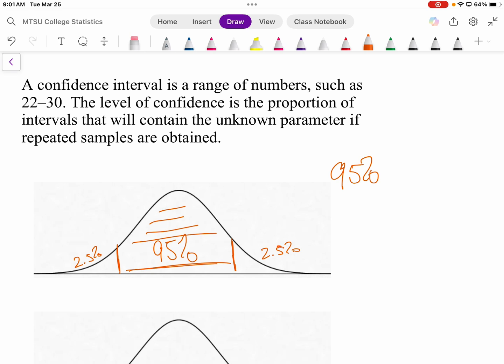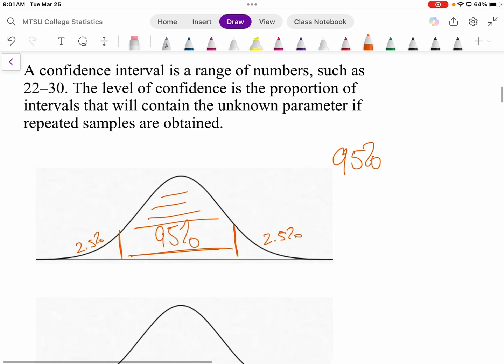We usually see margin of error sometimes when we do elections. They'll do polls and they'll say that, hey, this candidate has this percent of the vote or support with a plus or minus so much margin of error. And so the percentage they tell you is the point estimate, and then the margin of error tells you the upper and lower bounds of your confidence interval is what they're giving you.